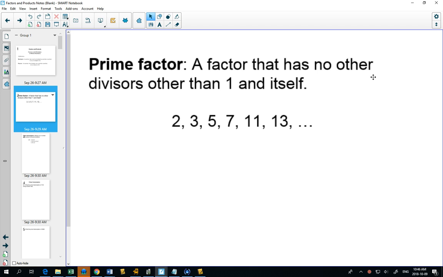A prime factor, or a prime number, are things that have no other divisors other than 1 and itself. Prime numbers like 2, 3, 5, 7, 11, 13.